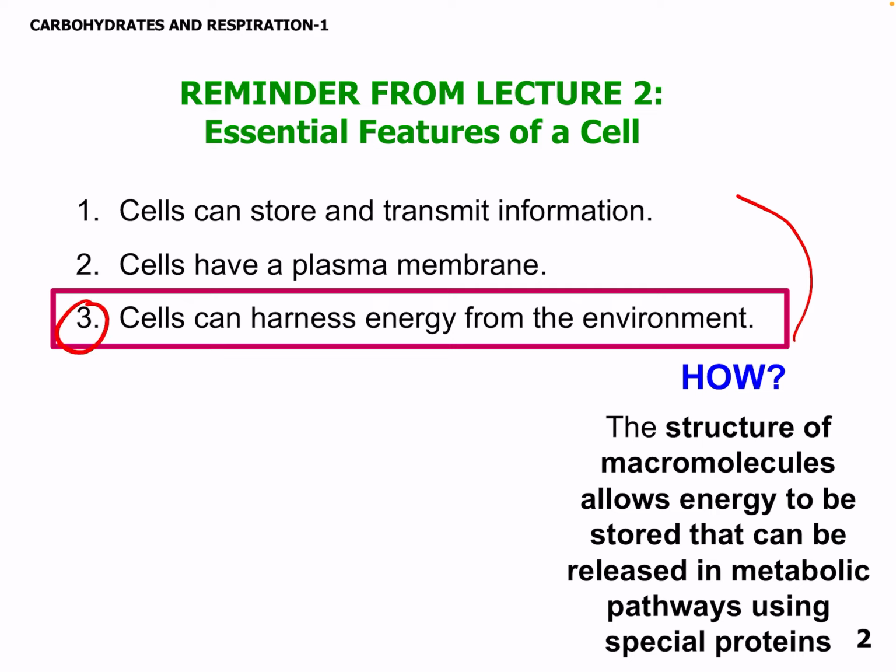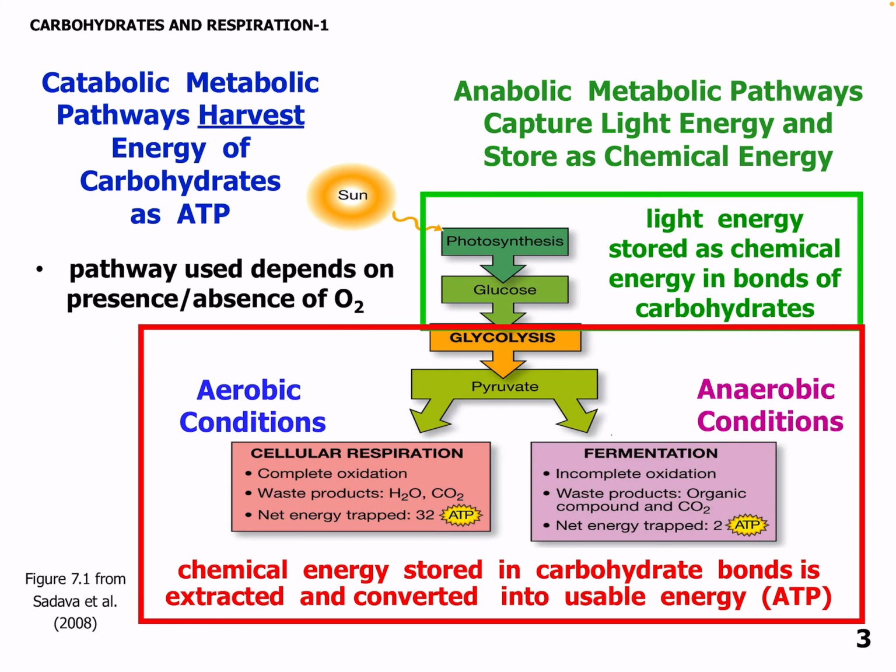So essential features of cells are that they can harness energy from the environment. So the structure of macromolecules allows energy to be stored that can be released in metabolic pathways using special proteins. So we have two metabolic pathways we can see here. We have our catabolic and our anabolic. So catabolic metabolic pathways harvest energy of carbohydrate as ATP, whereas anabolic metabolic pathways capture light in this example and are stored as chemical energy.